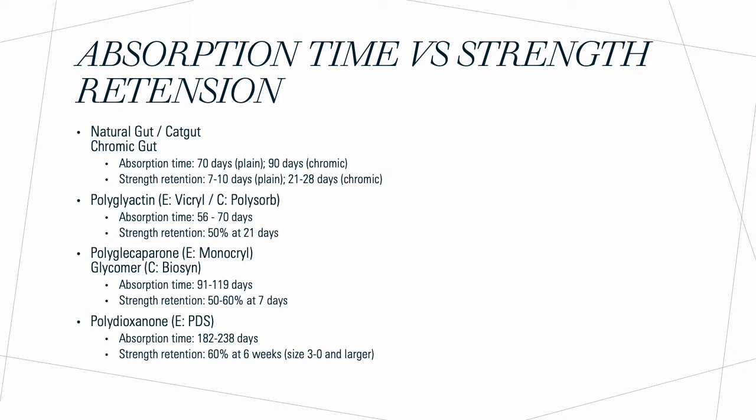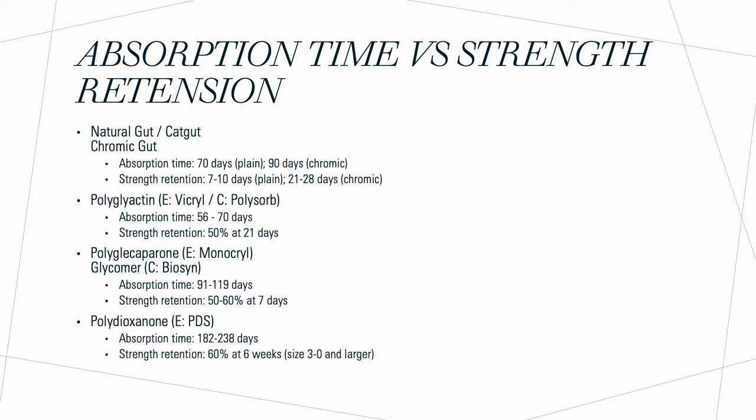The E and C here are comparing the Ethicon and another brand name suture type. In looking at these statistics on strength and absorption, they're the published statistics by Ethicon brand products. So for natural gut, plain versus chromic, the absorption time in total is 70 days for plain or 90 days for chromic, but the strength retention is only 7 to 10 days for plain or 21 to 28 for chromic.